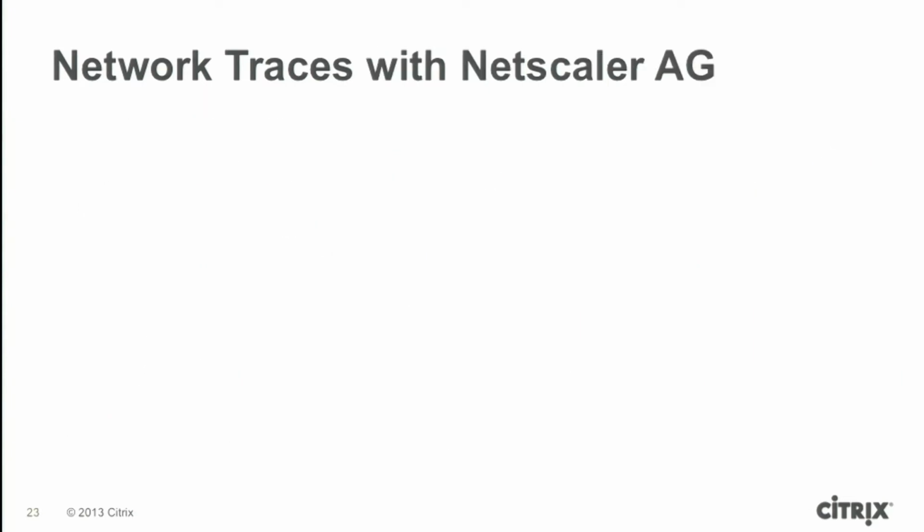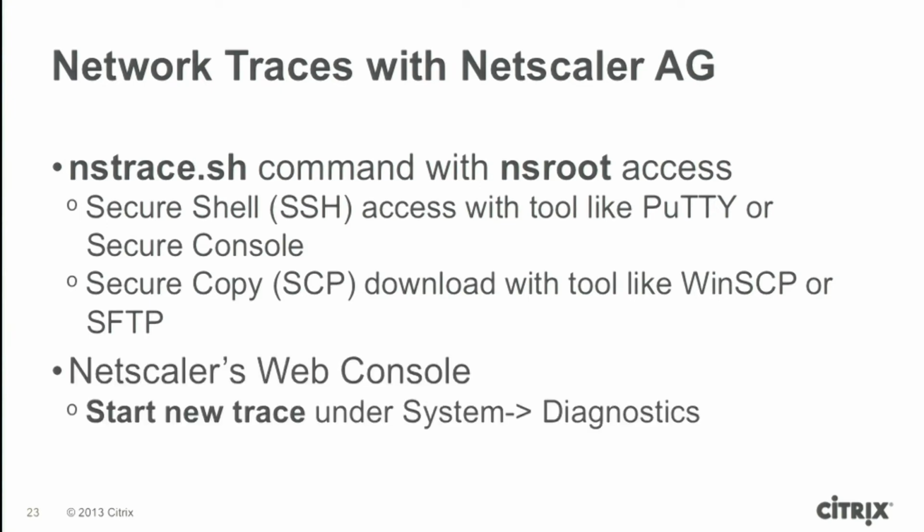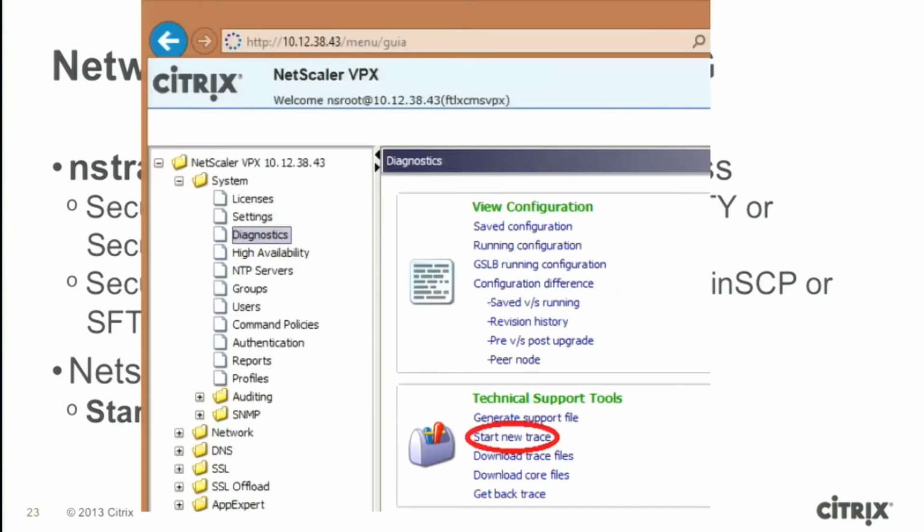There are many times where you'd like to get a network trace from the NetScaler device, and there are a couple ways to do that. The command line way is with secure shell tools like PuTTY and secure copy tools utilizing the nstrace command. Or the trace can be gathered from within the NetScaler web console under System Diagnostics. Simply click on Start New Trace.